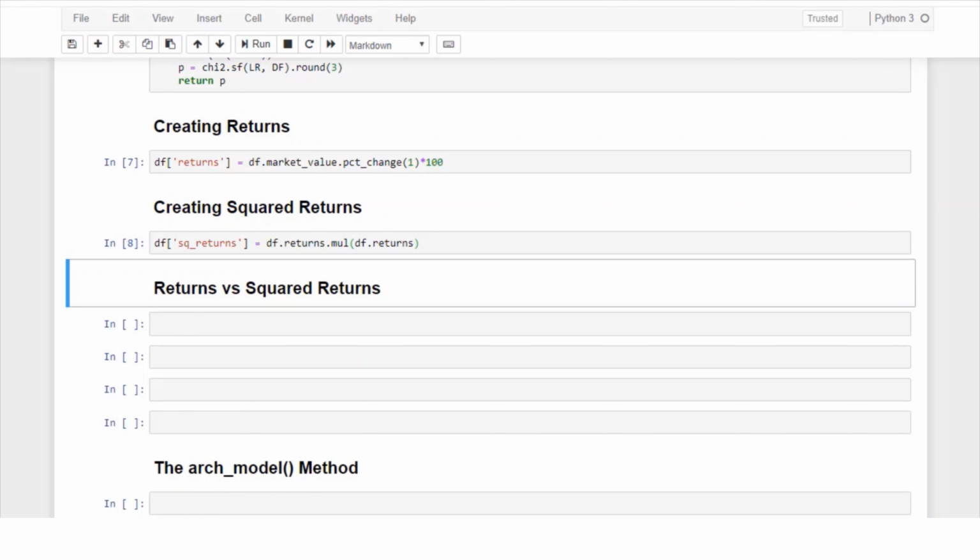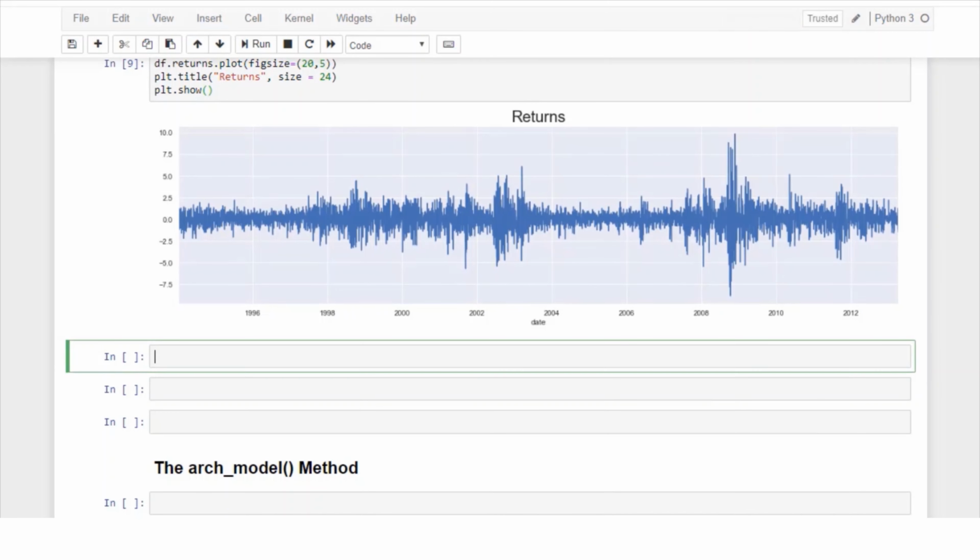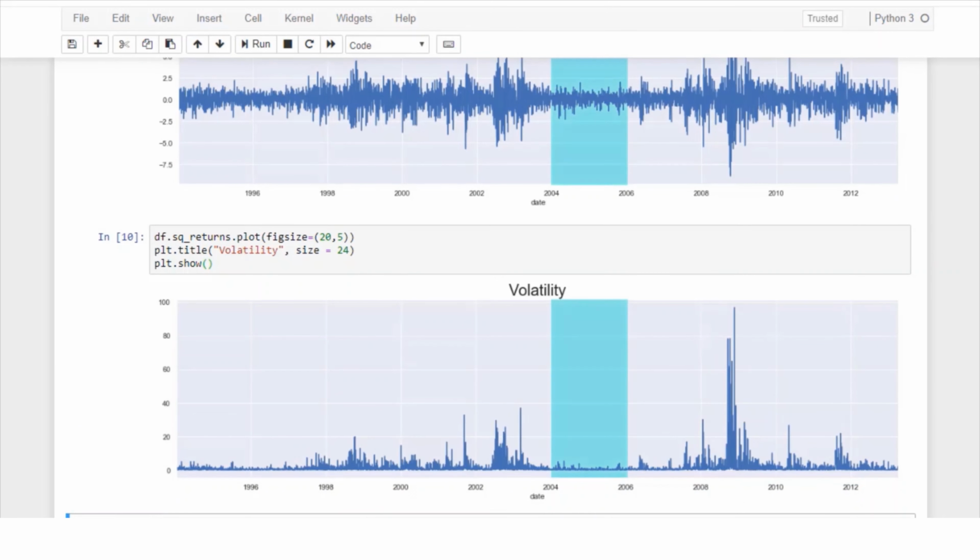Okay. To make sure we've successfully created the squared returns, we should display the 2 sets using the plot method. As you can see, the periods of low positive and negative returns are expressed with low volatility, while those with sharp jumps or drops have high uncertainty.